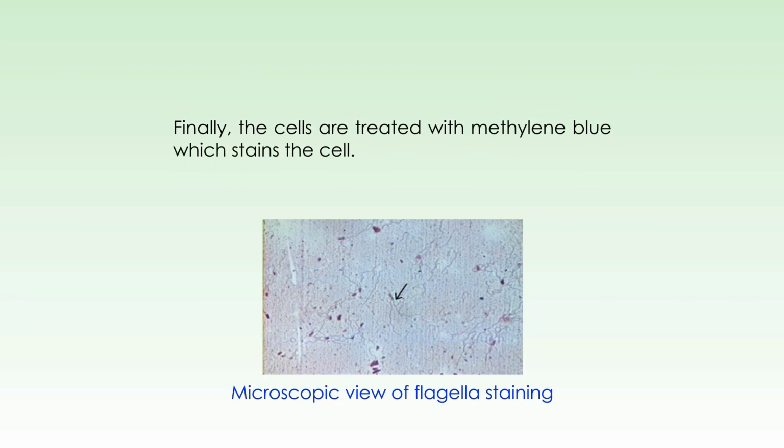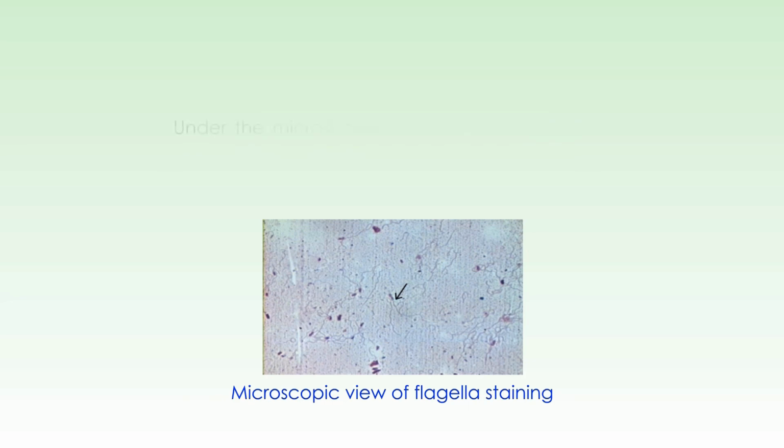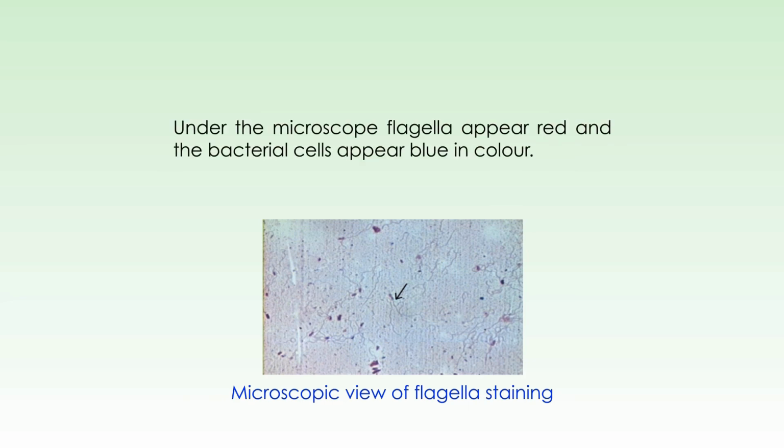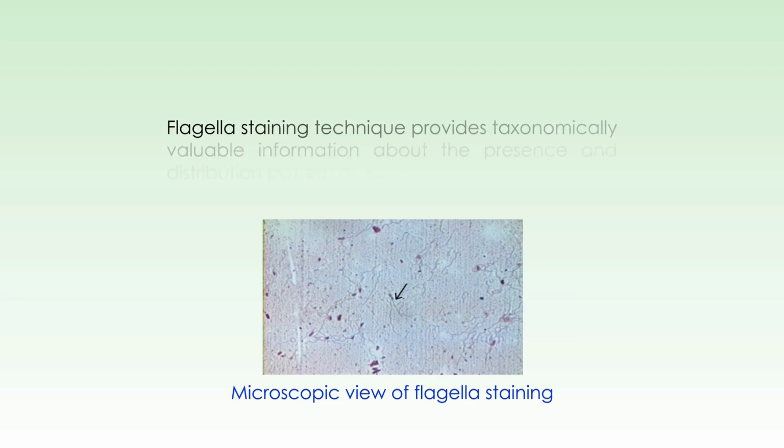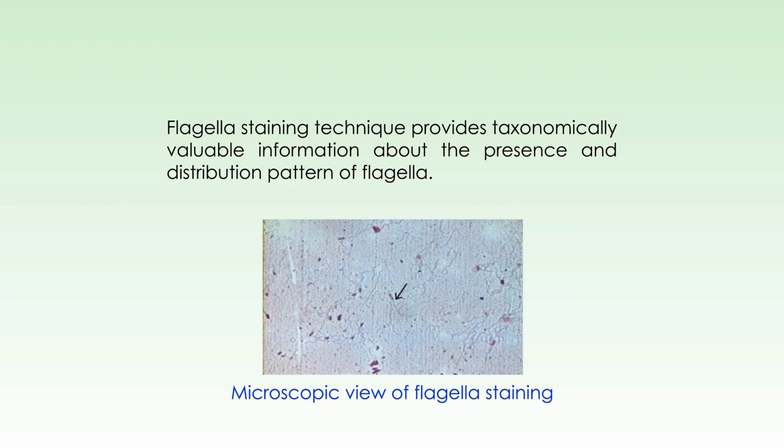Finally, the cells are treated with methylene blue, which stains the cell. Under the microscope, flagella appear red and the bacterial cells appear blue in color. So the flagella staining technique provides taxonomically valuable information about the presence and the distribution pattern of flagella.